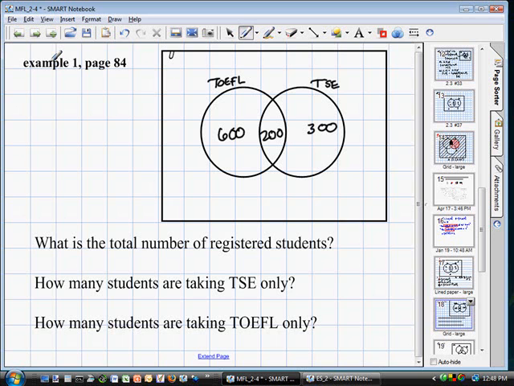What's the total number of registered students? Can you tell by looking at the diagram? How many students altogether are we talking about? 1,100, right? How many students are taking the TSE only? 300, right? How many students are taking the TOEFL only? And what does the 200 indicate? Oh, what's the answer to this one? 600, right? And what is the 200 telling us? 200 people took both, right? Okay, cool.